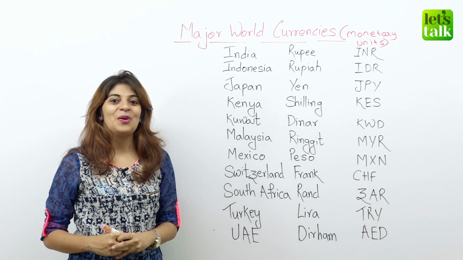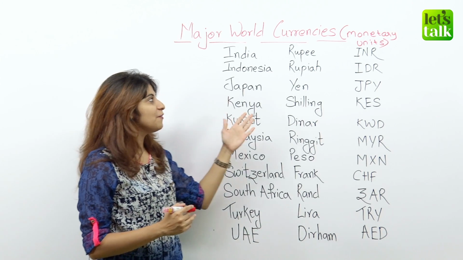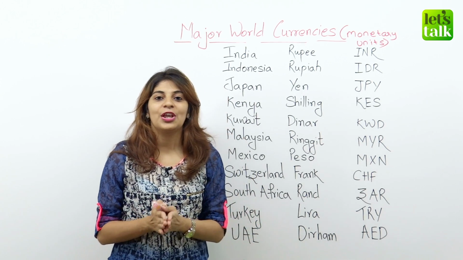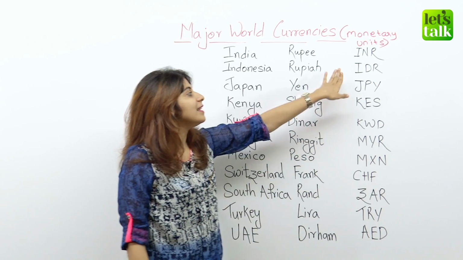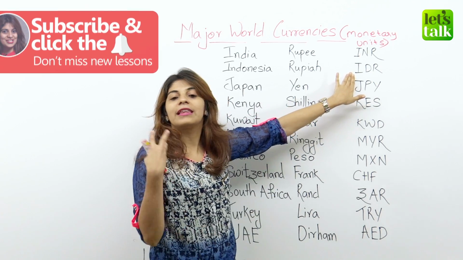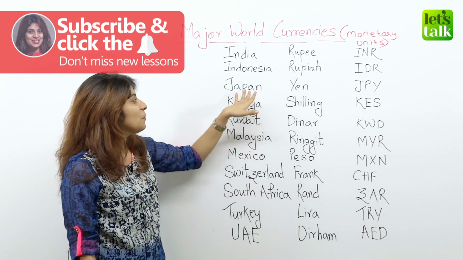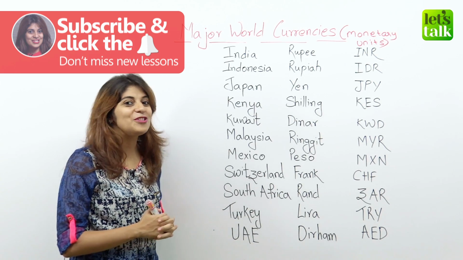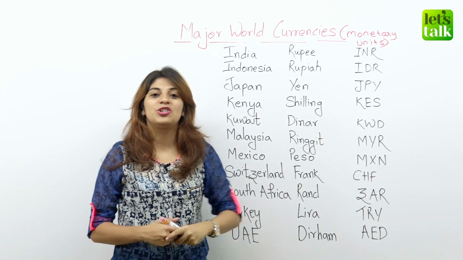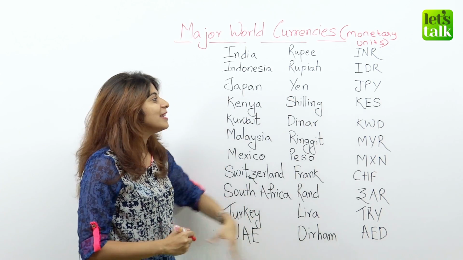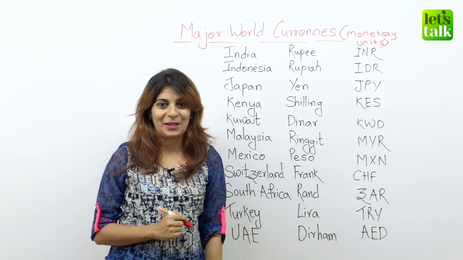Then let's move on to another country, which is Indonesia. Well, the people of Indonesia use the currency called rupiah. Okay, that's how it's pronounced, rupiah. And the monetary units or the ISO code is IDR. Then we have Japan, the beautiful Japan. Well, the currency that's used in Japan is the Japanese yen, and the ISO code is JPY.